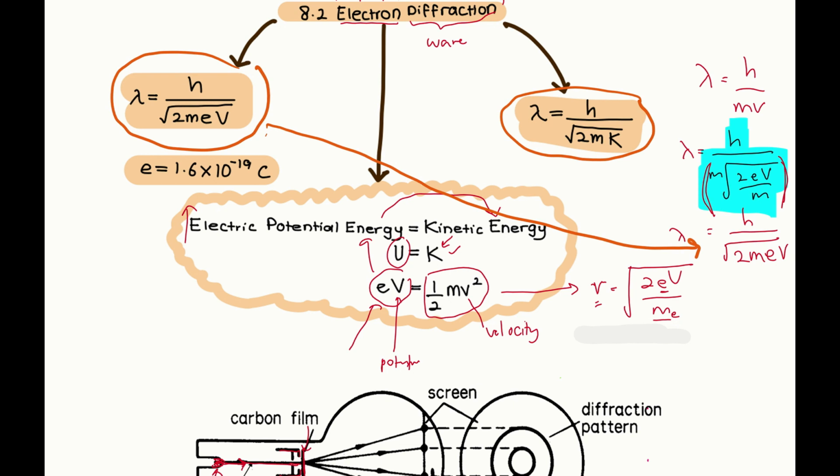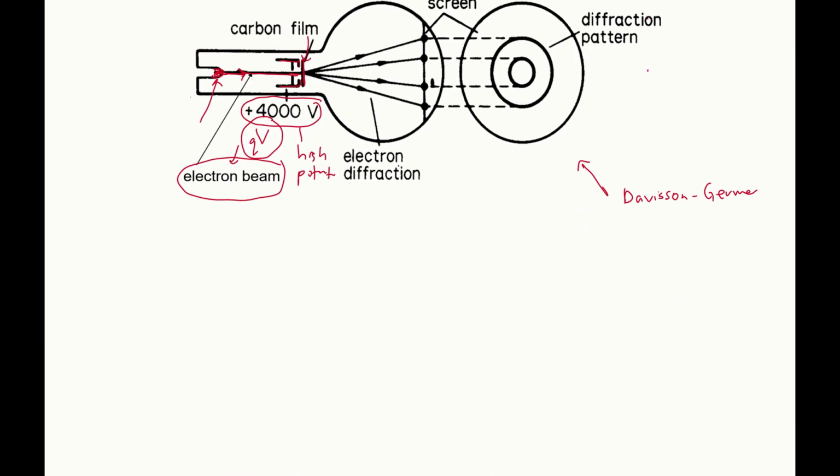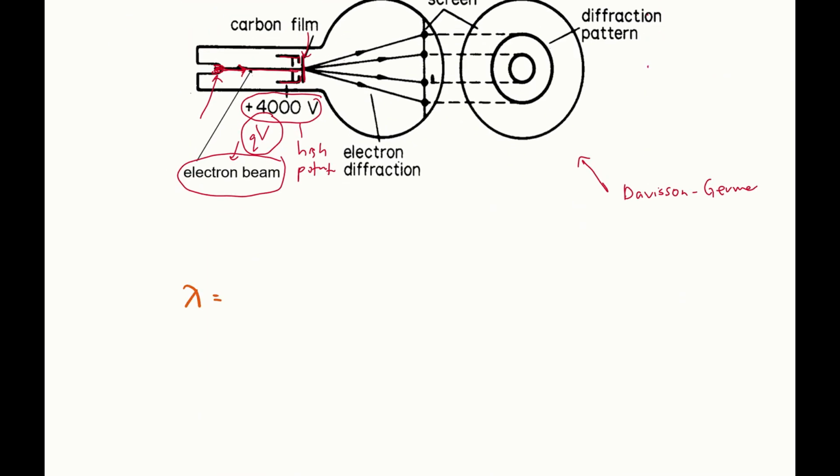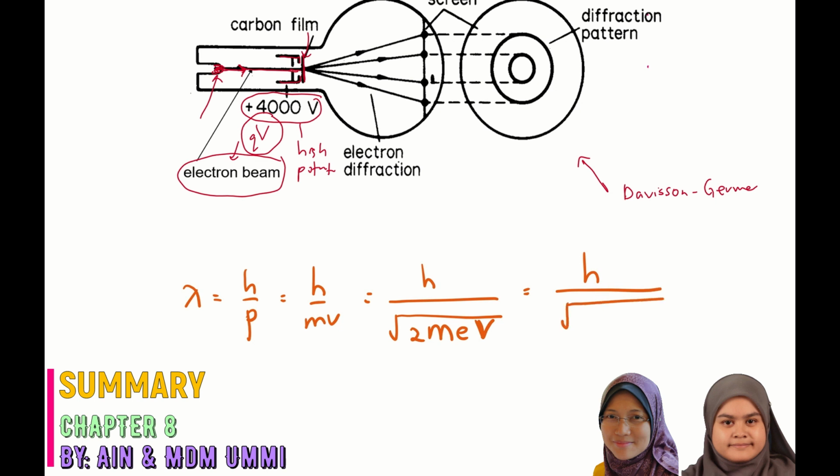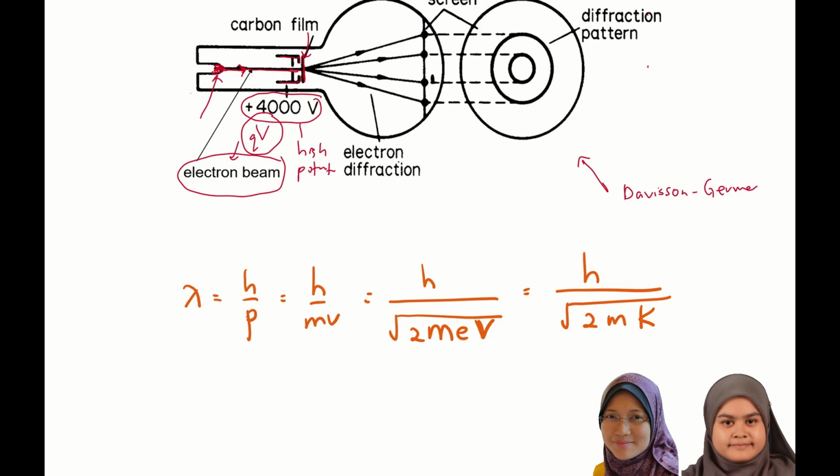And also, how did you get this equation? Because eV is equal to K, you can also express your lambda in terms of K. So in conclusion, lambda can be expressed in the terms of h over p, h over mv, h over the square root of 2meV, where V is the potential, and h over the square root of 2mK. So that's all for chapter 8.